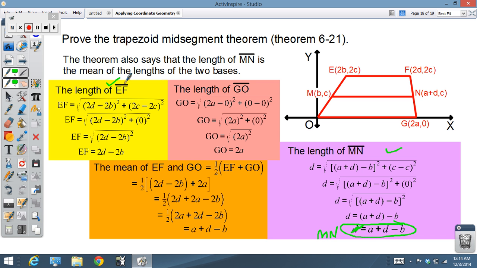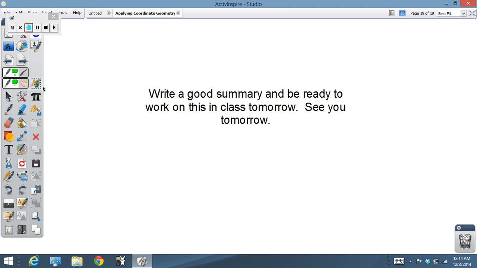When I take the length of EF and GO and average them together, right, 1/2 of the sum, I plug it in, we follow through with the math. You know what? You find that same set of values, A plus D minus B, A plus D minus B. Therefore, we have proven that the midsegment is in fact equal to the average or the mean of the two bases. All right, that's what I got.